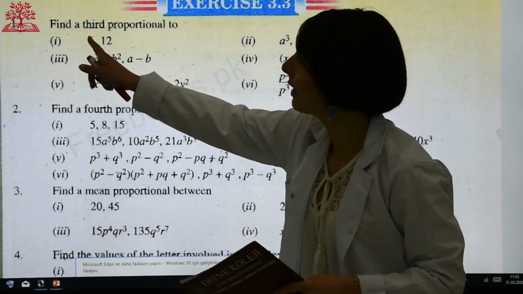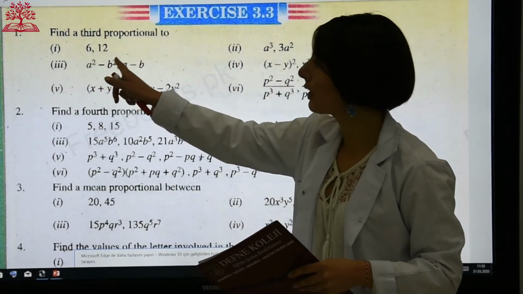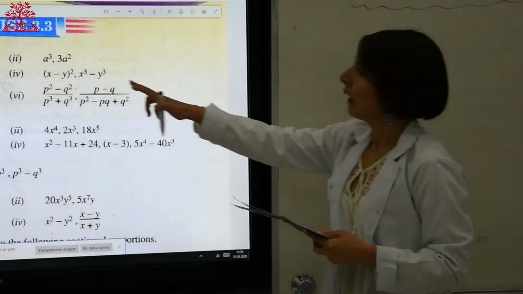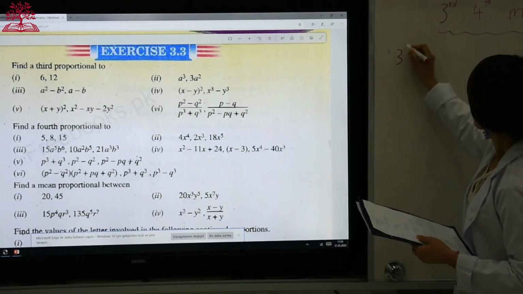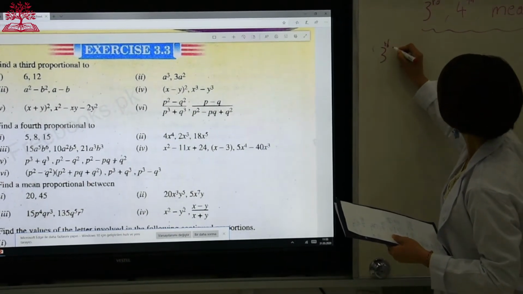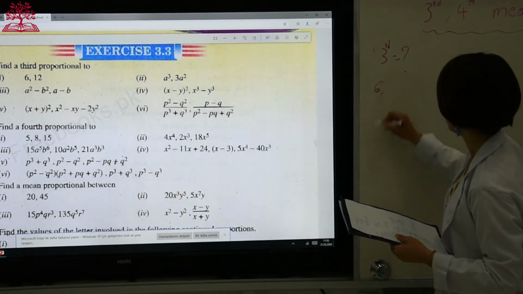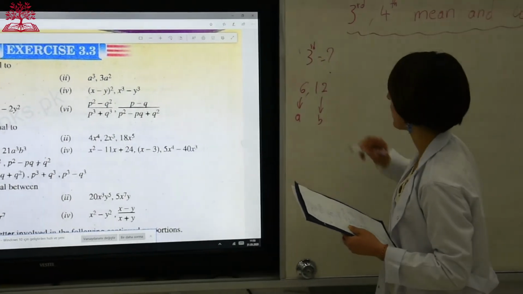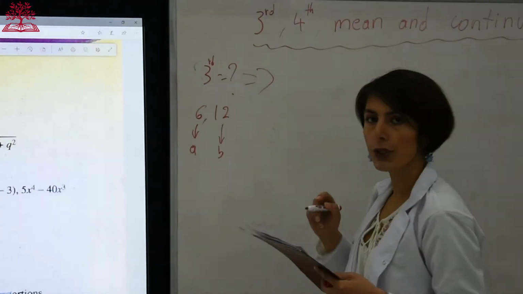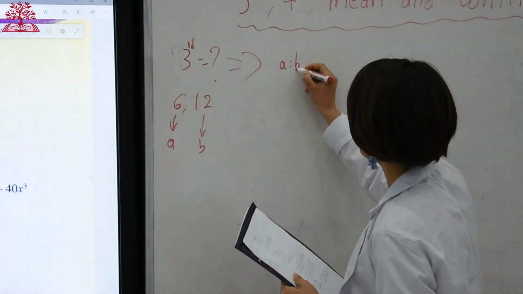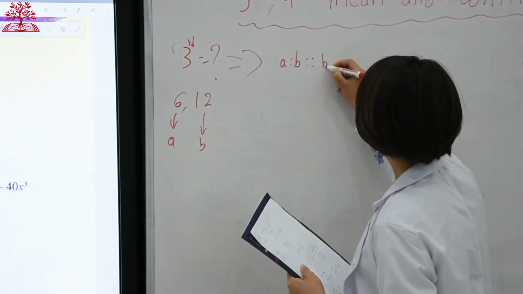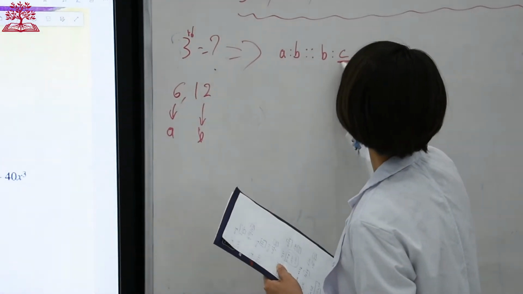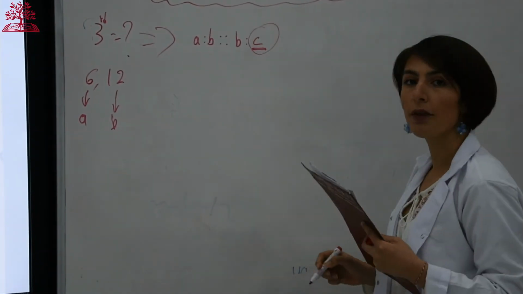He says, find a third proportional to 6 and 12. So I have to find the third proportional. And I have 6 and 12. So this is my A and this is my B. I know that the third proportional form is A to B equals B to C. So I have to find the third proportional. So C is my third proportional.